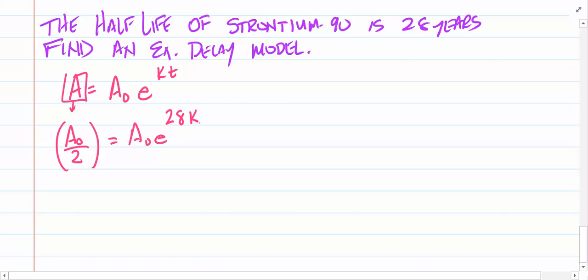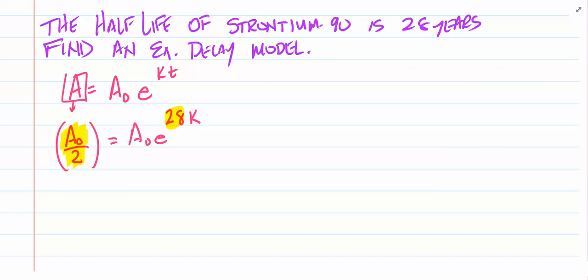Yeah, this is the key part of setting this up. I'm connecting the fact that 28 years will give you half the initial amount, because it's whatever amount you're starting with. Half your initial amount. That's what that means. And that's the hardest part for students to understand, is where to put the 28.